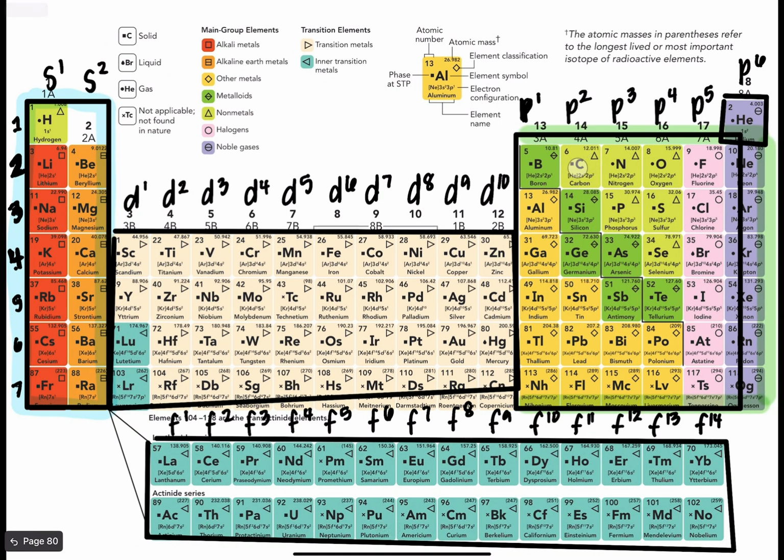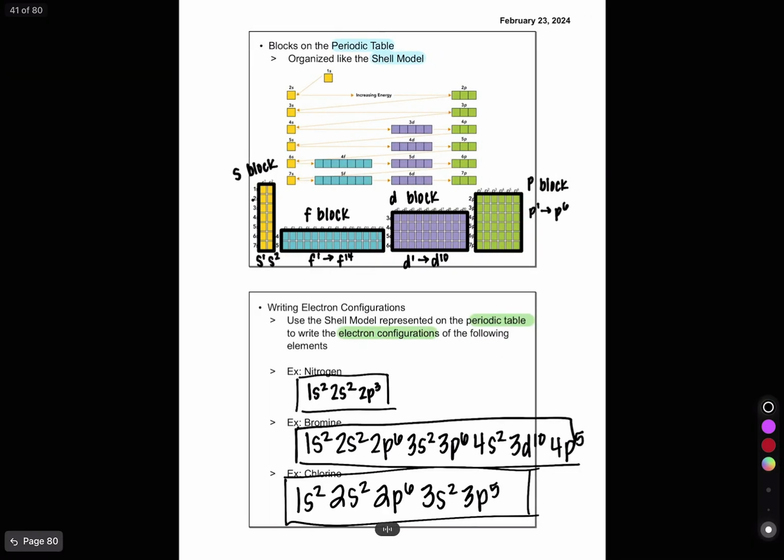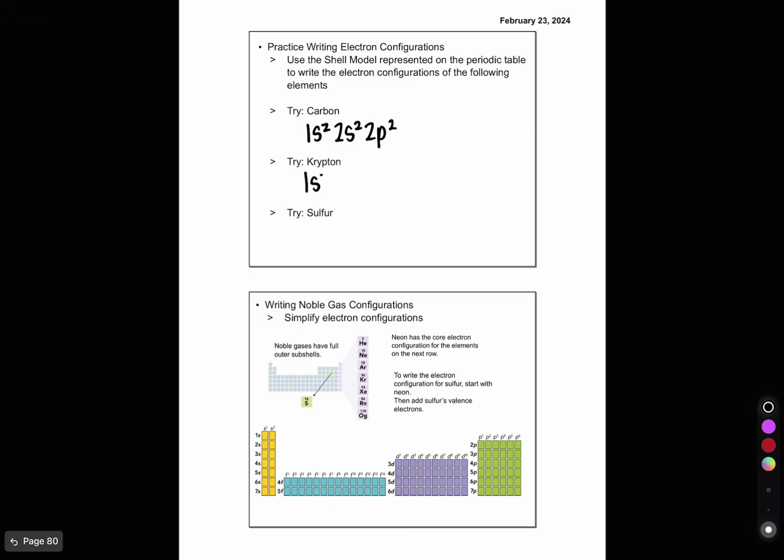Krypton is in a different location. Krypton is right here, element 36. It is in the 4p6 location. So that means that krypton should end in 4p6. So it filled the 1s orbital, the 2s orbital, the 2p orbital. It filled the 3s and the 3p. And then it jumped to 4s. And in between 4s and 4p is the 3d's. And then last but not least, it ended with 4p6.